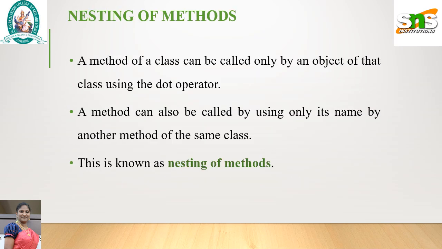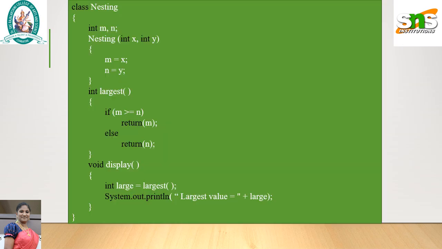Nesting of methods. We can call a method within another method; that is called nesting of methods. A method of a class can be called only by an object of that class using the dot operator, and also we can call a method from another method. So inside a method we can call another method, which is called nesting of methods. This is an example. Nesting is the class name. I'm defining a constructor Nesting which takes two integer arguments, and a largest method and a display method. Inside the display method, I called the largest method.